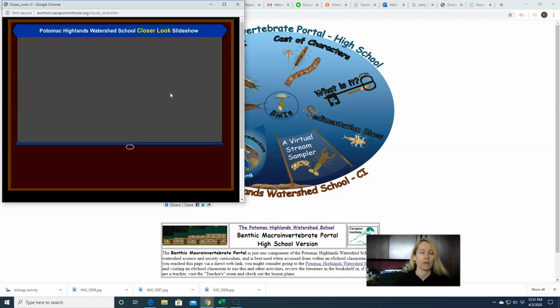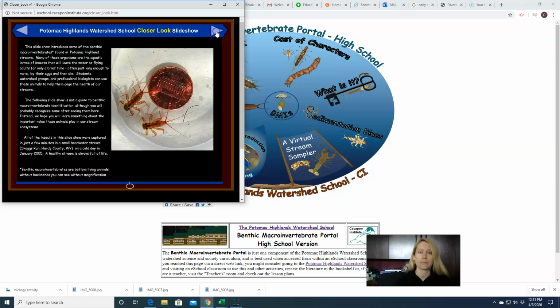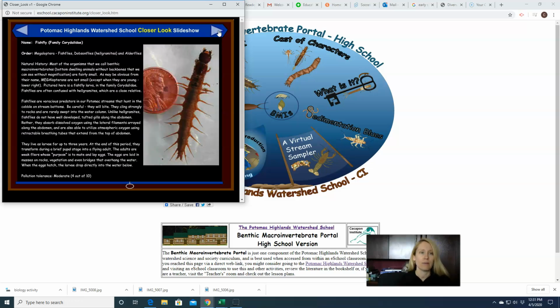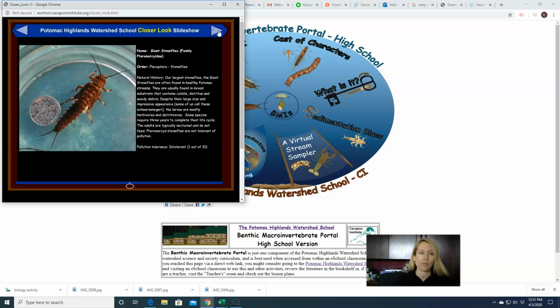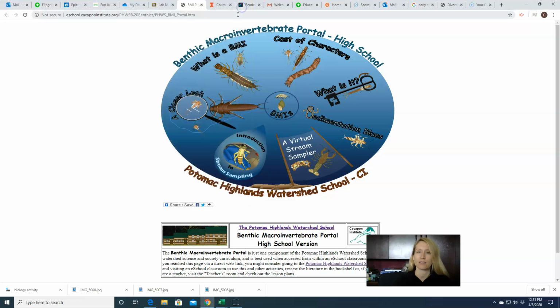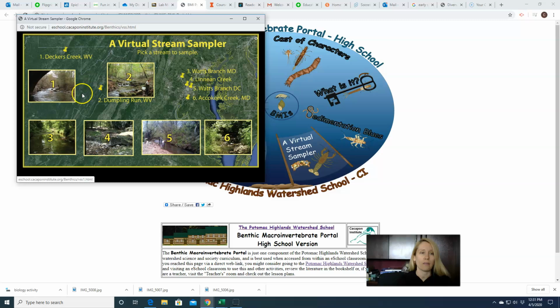You can take a look at what these things would actually look like under a microscope. They show you different things here, with the size of a penny for size comparison. So you would get to see a whole lot of different things, if we were in lab together and able to see what these things look like. It also tells you what benthic macroinvertebrates are. There's even the ability to do a virtual stream sampling. When you click on this link, you can pick a site to sample.